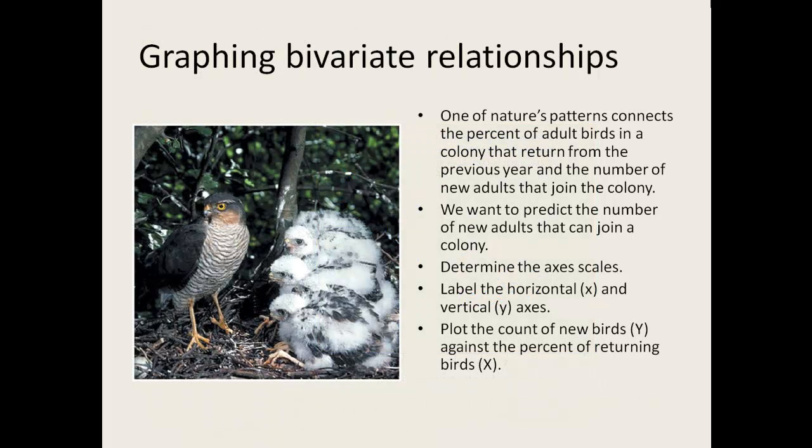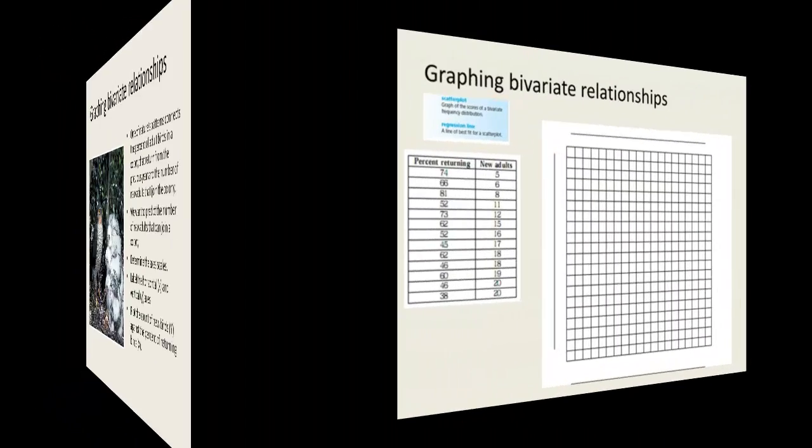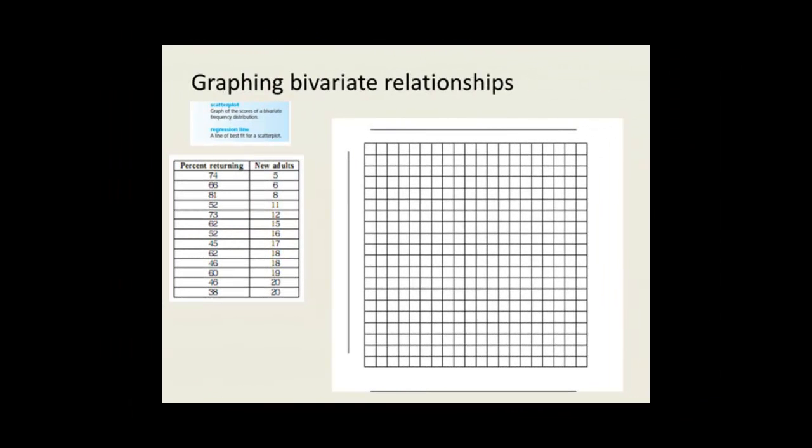Let's try plotting our own bivariate distribution using data on bird colonies. One of nature's patterns connects the percent of adult birds in a colony that returned from the previous year and the number of new adults that join the colony. We want to predict the number of new adults that can join a colony. I have the x-axis as percent returning and the y-axis as new adults.